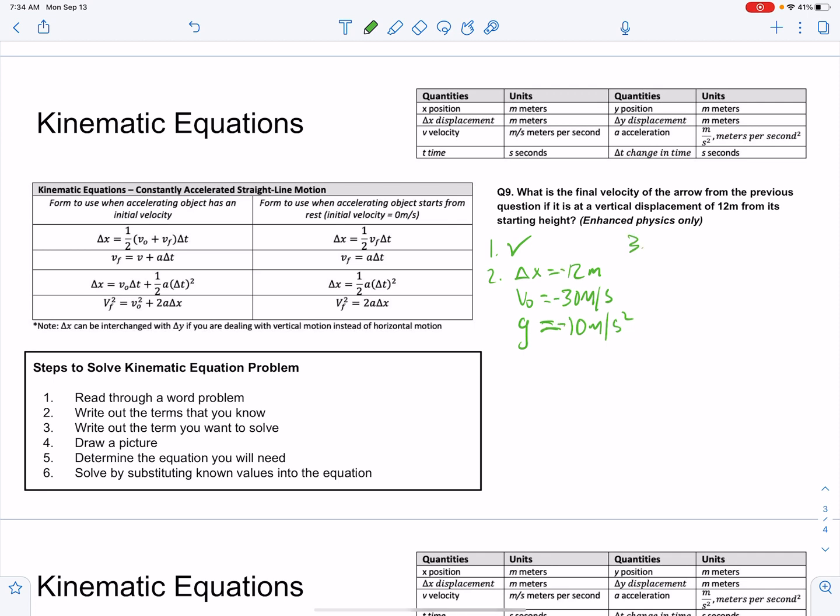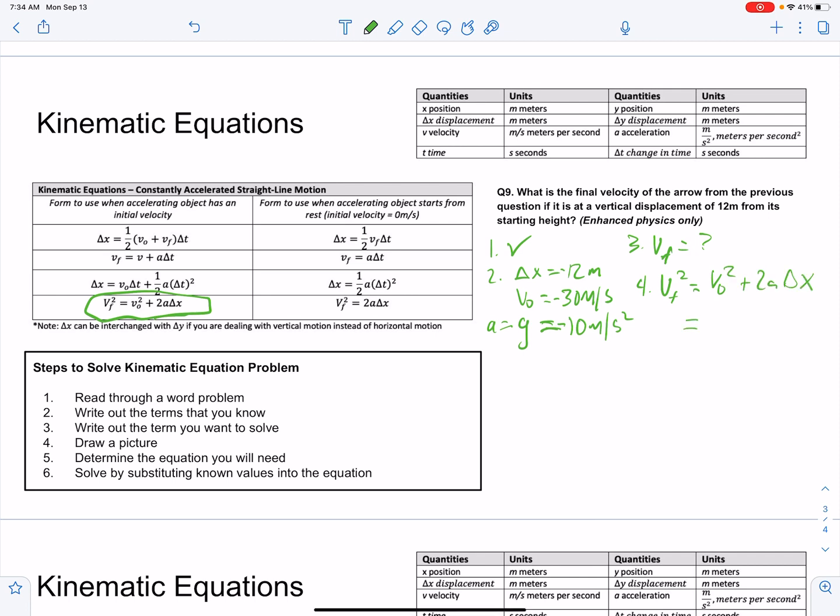Next one, step 3. So what term do we want to find? Well, final velocity is equal to what? Step 4, we write out the equation. So we want something that includes acceleration, something that includes change in height, change in position, and something that includes initial velocity. That looks a lot like this one here, right? So we go ahead and write that out. V final squared equals v initial squared plus 2a delta x.